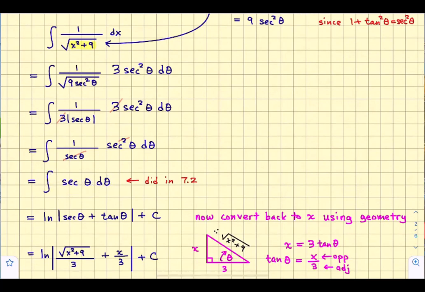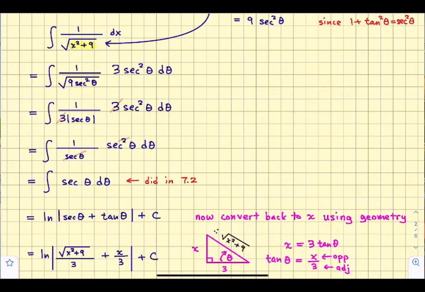This is a tricky integral, but remember we did this at the very end of section 7.2. It's in our repertoire. This is the natural log of the absolute value of secant theta plus tan theta plus an arbitrary constant c.